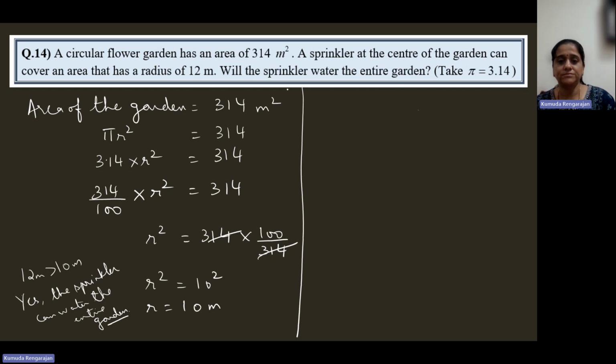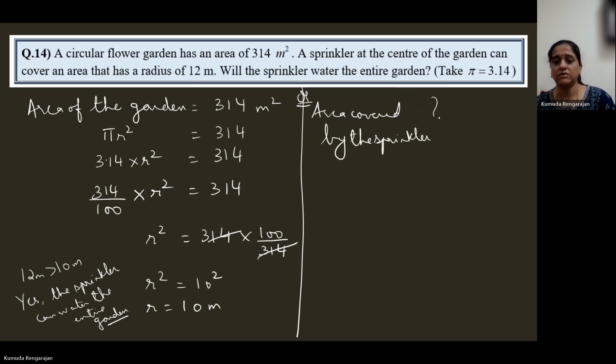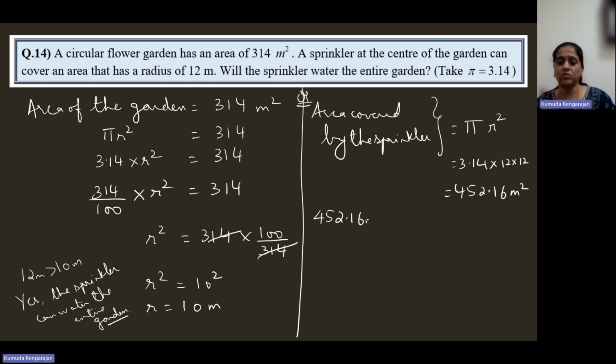Okay, your alternative is the area covered by the sprinkler. Area covered by the sprinkler is equal to pi r square. Your teacher must have probably used this R only. So that is 3.14 into 12 into 12, correct? So 12 into 12, 144. 452.16 meters square. So 452.16 meters square is greater than 314 meters square. So yes, the sprinkler can water the entire garden. All right? Okay.